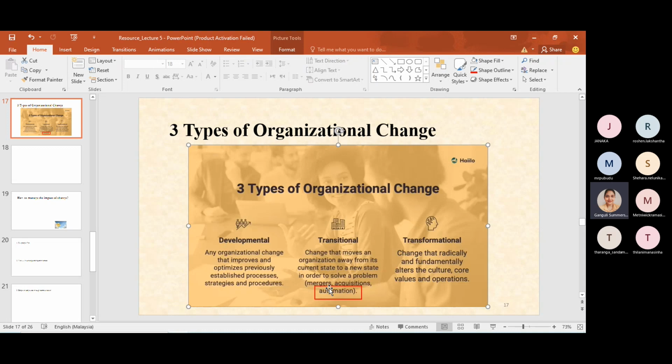You can implement machines or equipment or whatever in the company. So if a company does that, during this transition, this is an example of a transitional change. When this change is happening inside the organization, lots of machines and lots of equipment are being implemented and fixed in the company, right?